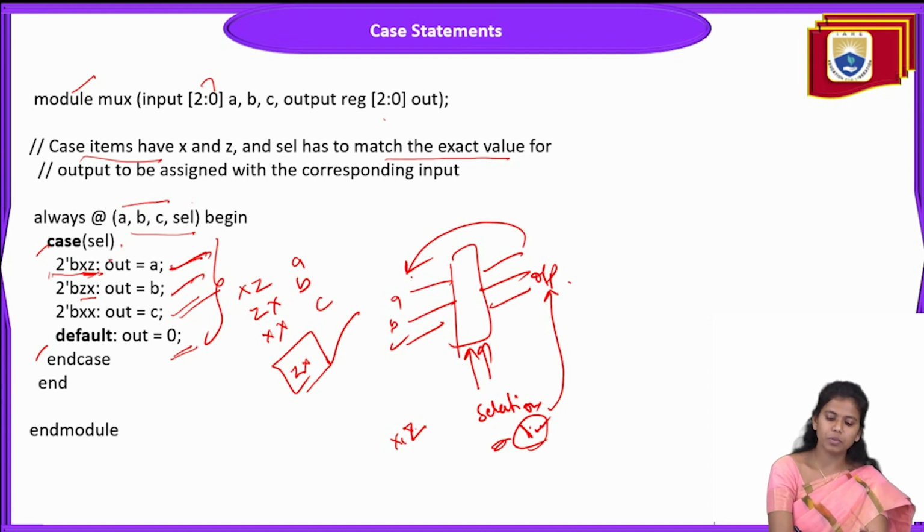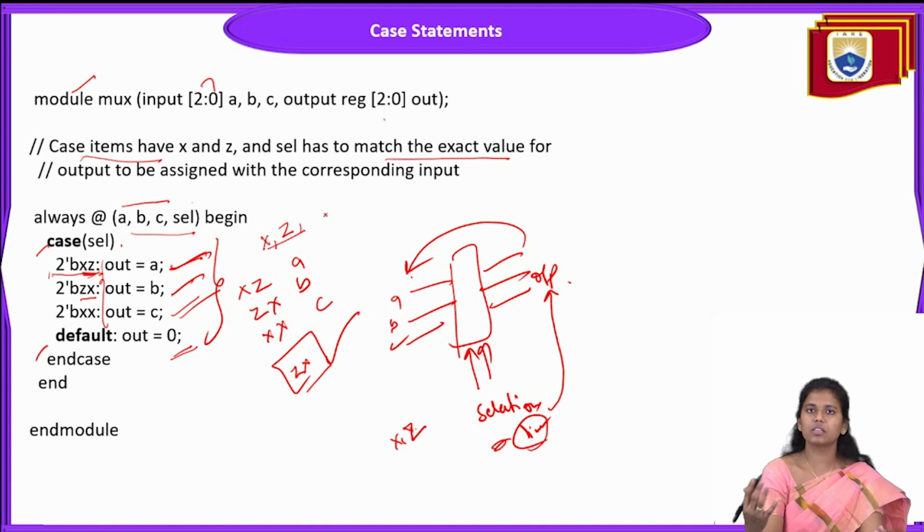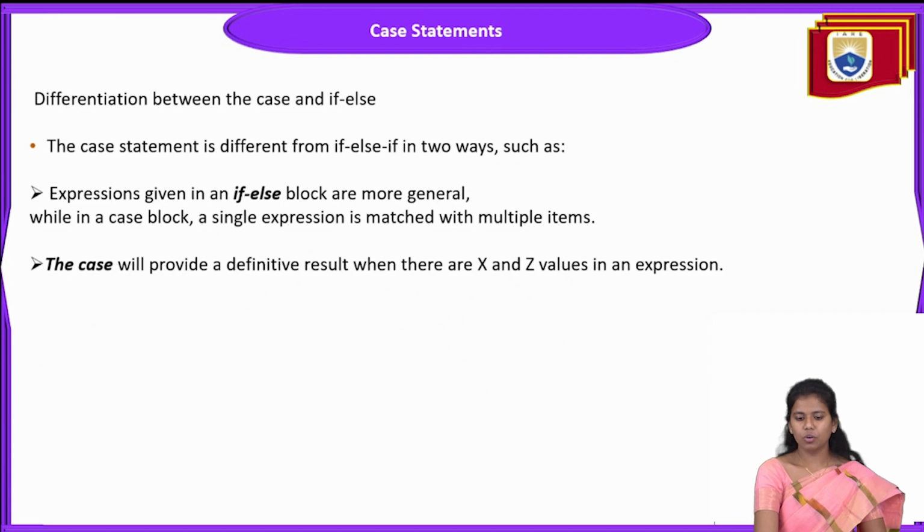With respect to the input, when the case items are with respect to X and Z, as these X and Z are don't care conditions, obviously the output doesn't matter. So the output doesn't differ. Here by default I'm getting my output as 0, and I'm ending up with the end case, and finally endmodule. So this is about the case statement.